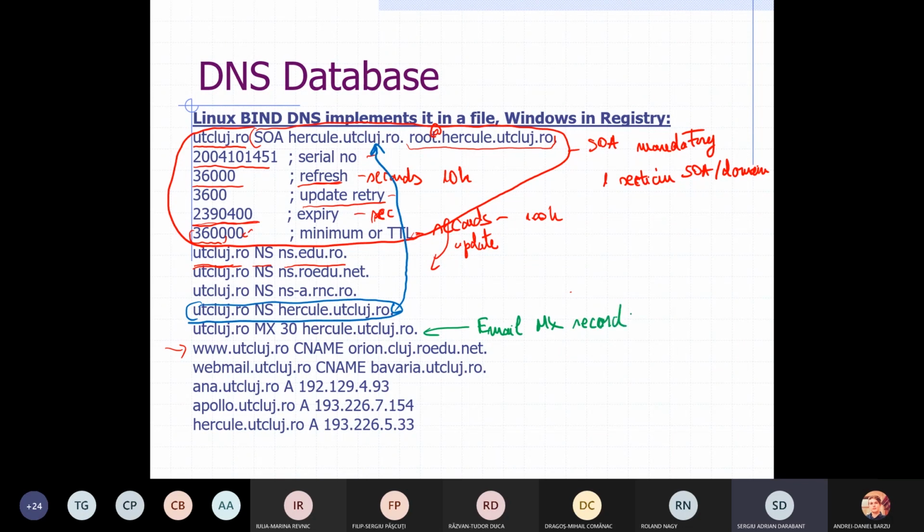That tells me that everything addressed to utcluj.ro should be delivered to this mail server here. That means that machine should implement some sort of mail server software that takes the email from another machine and stores it temporarily until the user reads it. And then we have various A records, some CNAME, and there are also PTR records.